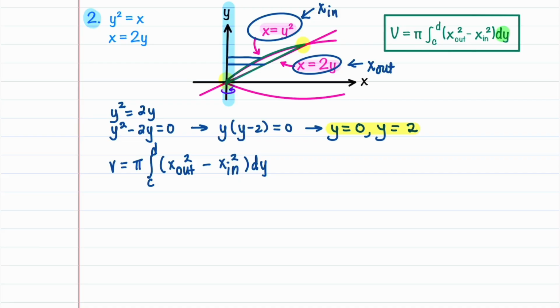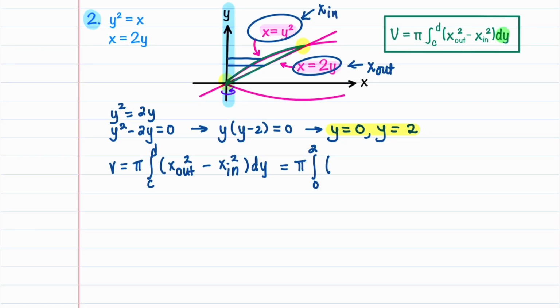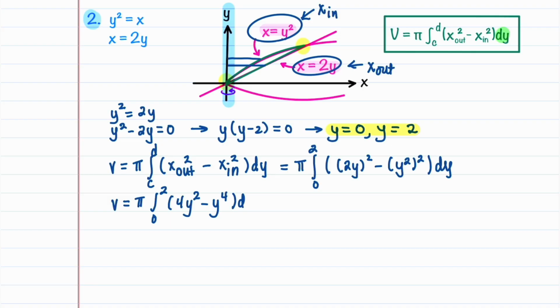Now let's go ahead and put this into our integral. This is pi, the integral from 0 to 2, our outer radius, which is the quantity 2y squared, minus our inner radius, which is y squared squared, and we have dy. Let's simplify this before we integrate it. We have the integral from 0 to 2. This is 4y squared minus y to the fourth times dy.